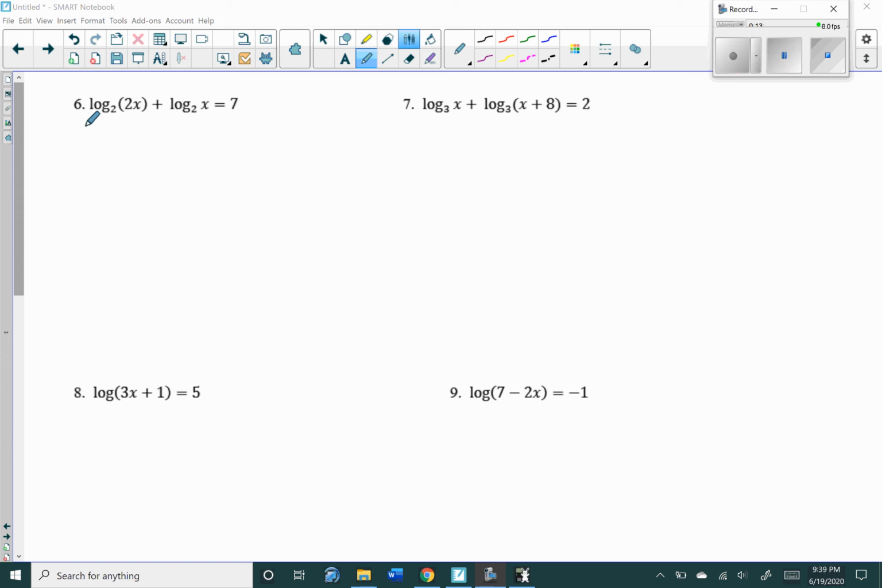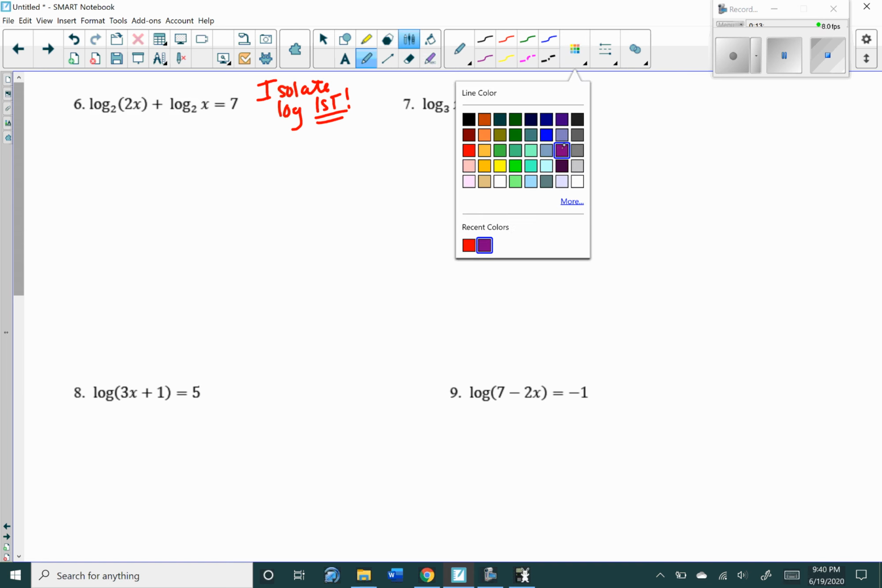Looking at the next one, we have log base 2 of 2x plus log base 2 of x equals 7. So for this one, notice that there are 2 logs in the equation. It's not isolated as a single log expression. So this is where we use our properties. So we want to isolate the log first. So that is step 1.